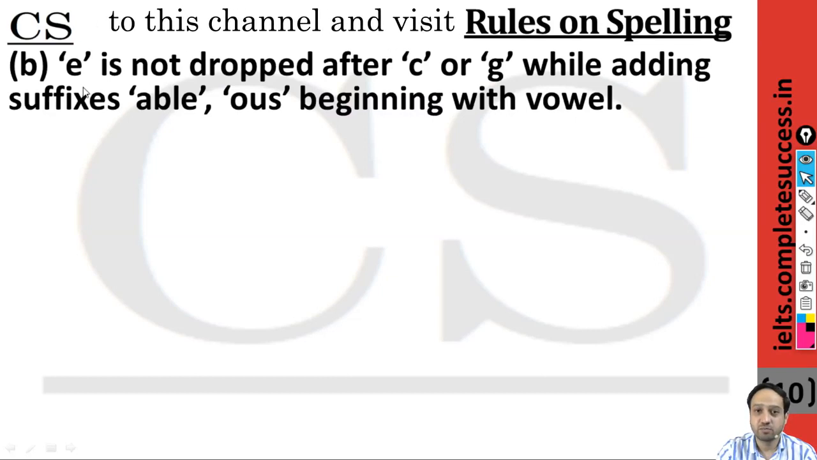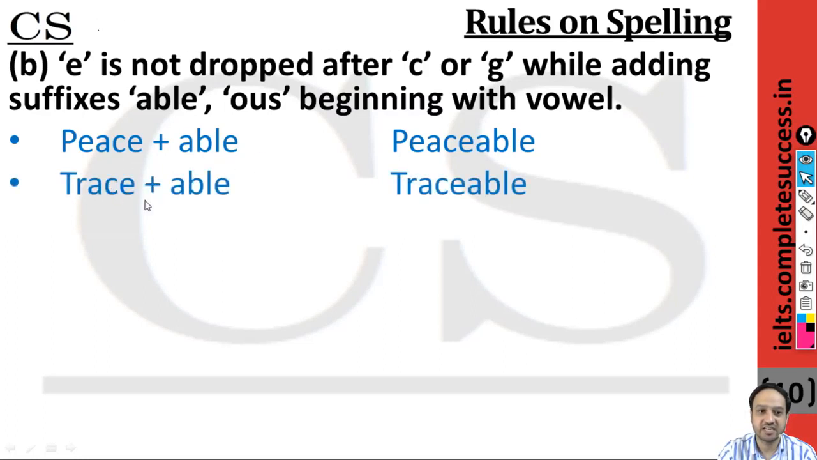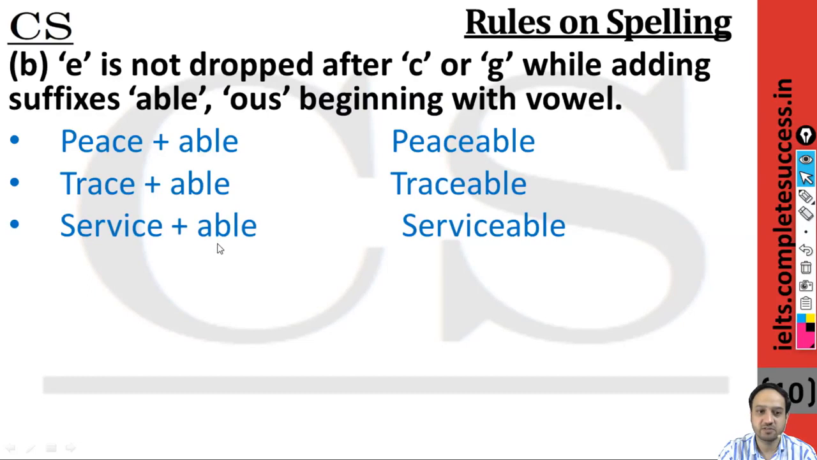This second rule is important. The e is not dropped after c or g while adding suffixes able and ous, which begin with vowels. Example: peace plus able, peaceable; trace plus able, traceable; service plus able, serviceable. So you can see before e there is a letter c, and when we add able, or we'll see other words when we add ous, we retain the letter e, so we will not drop the letter e.